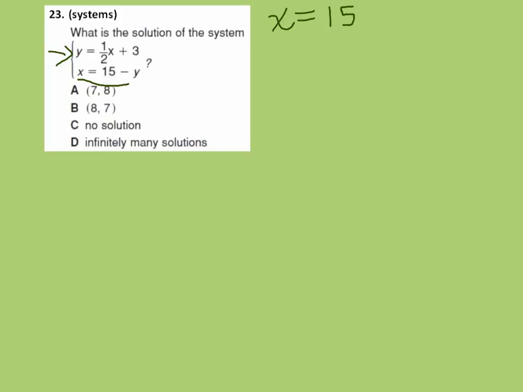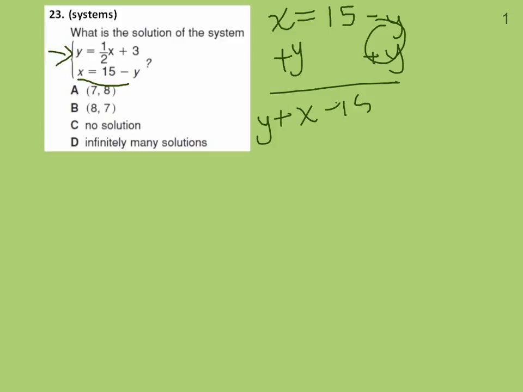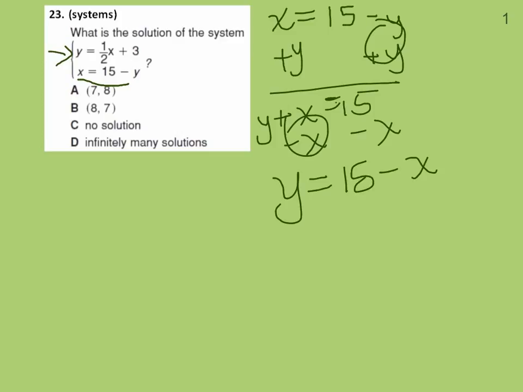15 minus y. We need to add y to both sides so that we can get y on the left. And we'd have y plus x equals 15. And then we need to subtract x from both sides. So we would get that y equals 15 minus x. So now you could graph this, and see where they intersect, because that's what the solution is.